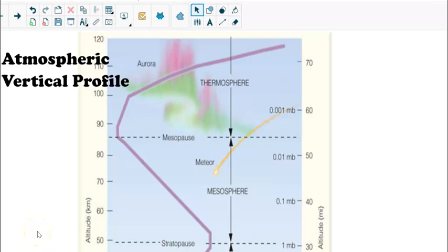Hi everybody, this is Mrs. Ellsworth, and what we're going to be talking about today is the different levels in the atmospheric vertical profile.